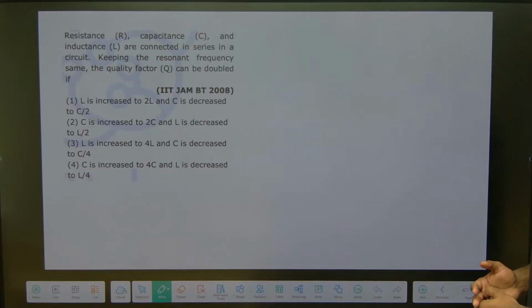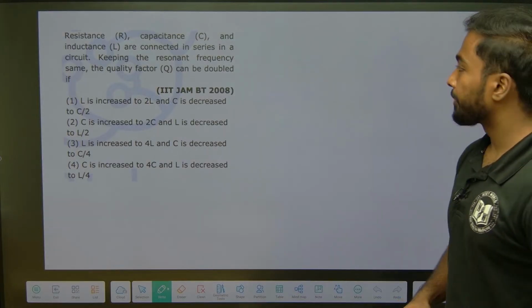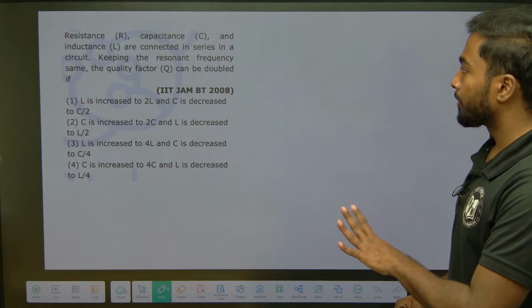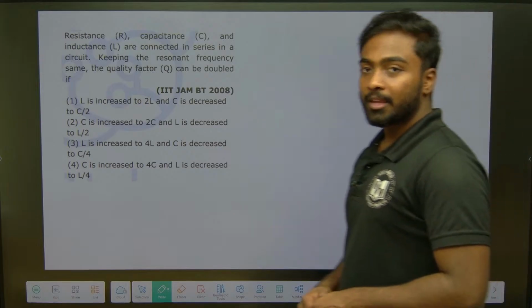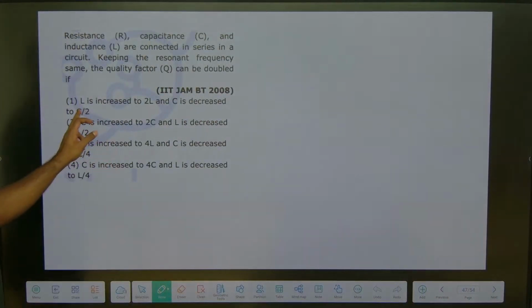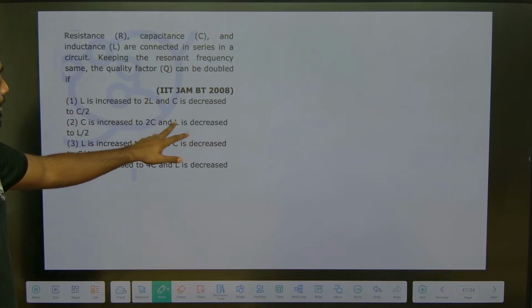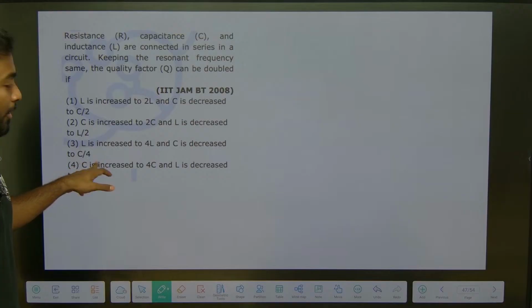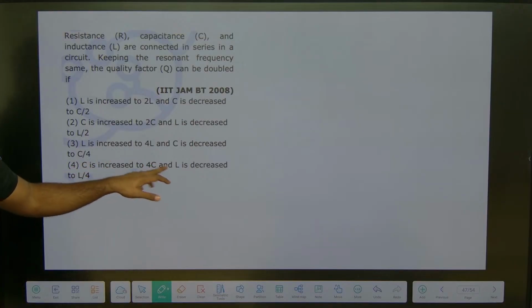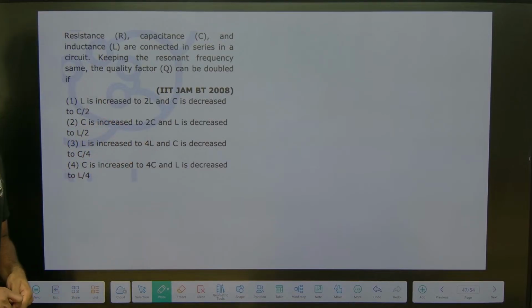The next one: resistance R, capacitance C and inductance L are connected in series in the circuit. Keeping the resonant frequency the same, the quality factor Q can be doubled if, what is the correct option? Option 1: L is increased to 2L or C is decreased to C by 2. Option 2: C is increased to 2C or L is decreased to L by 2. Option 3: L is increased to 4L and C is decreased to C by 4. Option 4: C is increased to 4C and L is decreased to L by 4. So these are the 4 options. You can take a look at this question for 1 minute and give the answer.